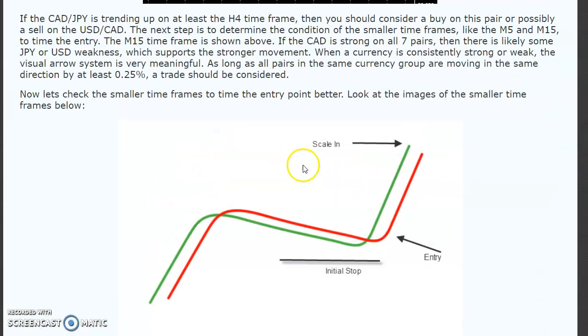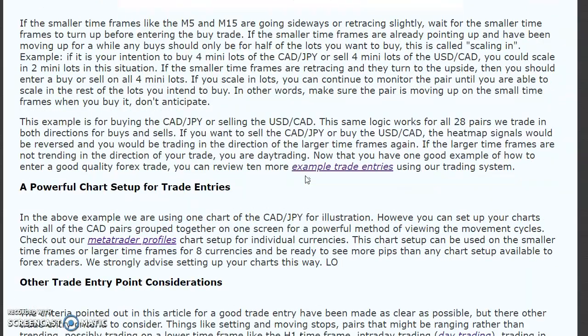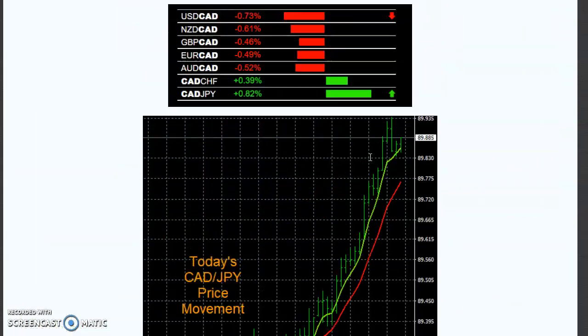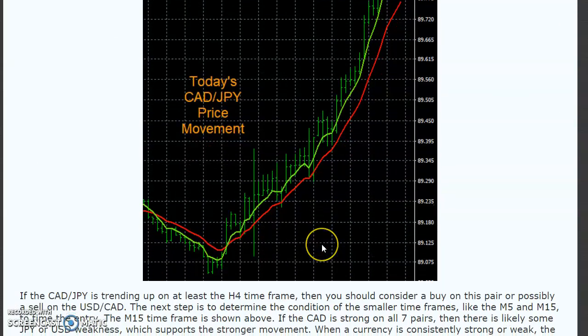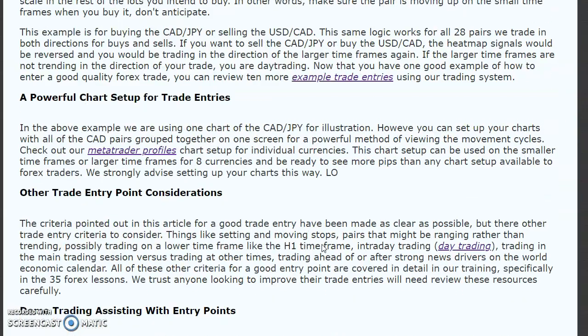So this is one example with the Canadian dollar pairs. If you'd like to see about 10 more examples, just click on this link and you'll be able to see example trades for 10 different pairs, various currencies across 28 pairs and the 8 currencies we trade with our system. The signals have to be consistent, and you'll get good strong movement when you see it.